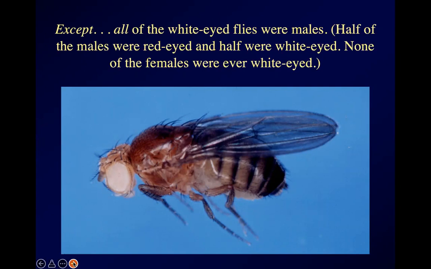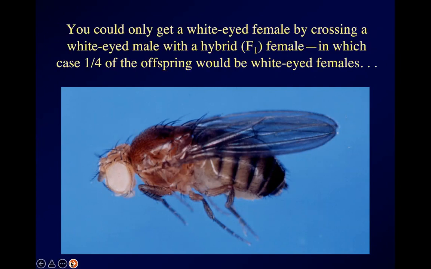But there's something odd going on here in fruit flies. Why should there be that kind of sex bias when it comes to inheritance of eye color? You could get a white-eyed female if you crossed a white-eyed male with one of the F1 females.